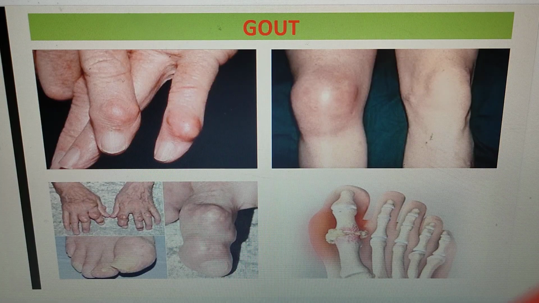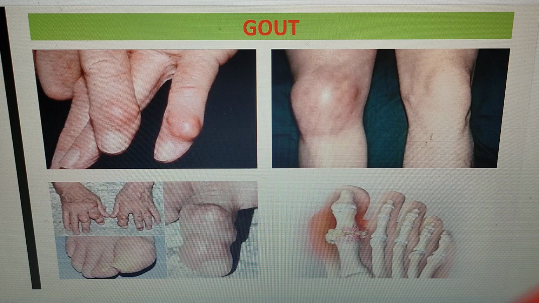Okay, I have here a few pictures of how the joint looks when a person has gout. Okay, so the knees, look at the knees. There's the fingers, mostly the big toe. Okay, this is how severe gout looks.